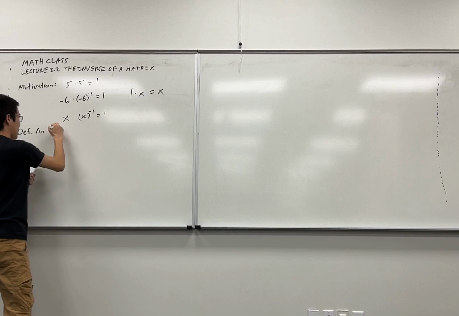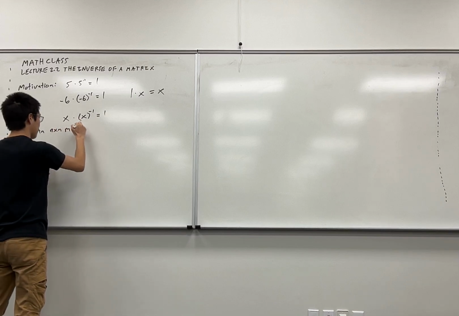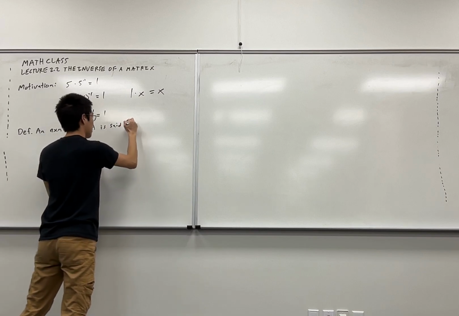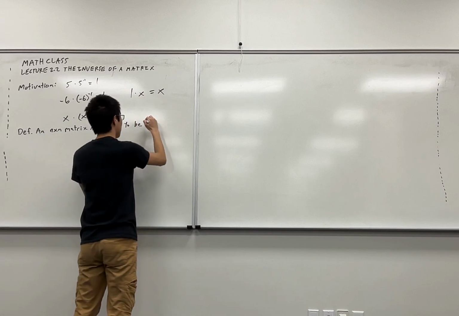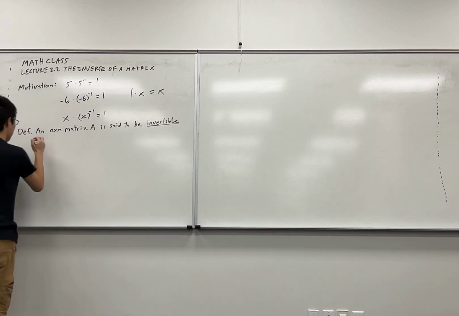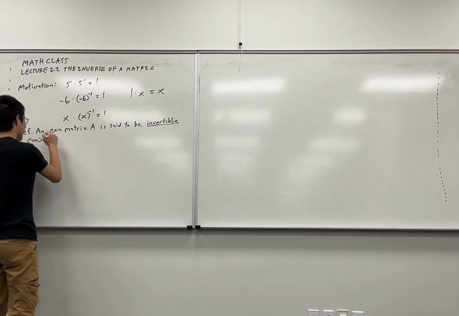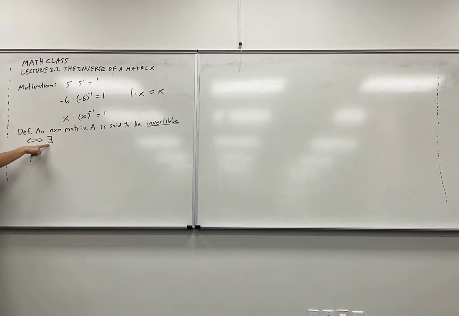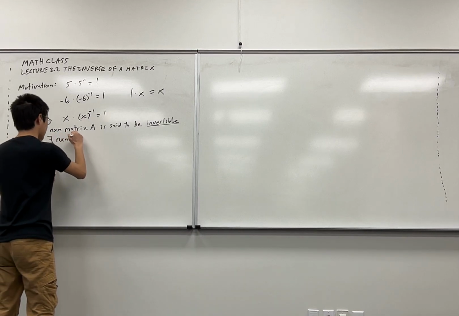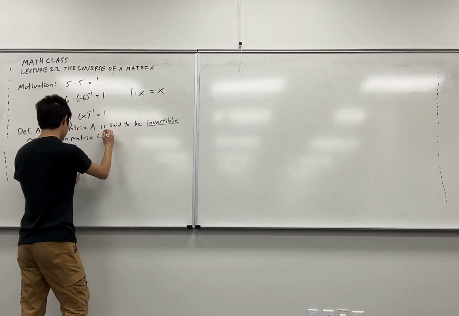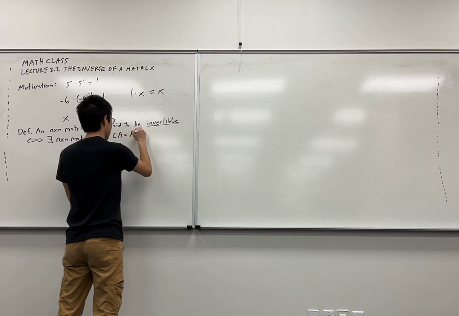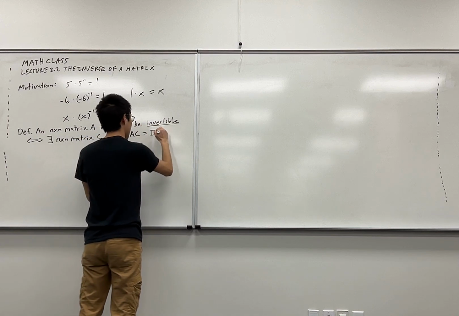An n by n matrix A is said to be invertible if and only if there exists, so again, what does this symbol mean, everybody? There exists an n by n matrix C such that CA is equal to AC, which is equal to I_n.